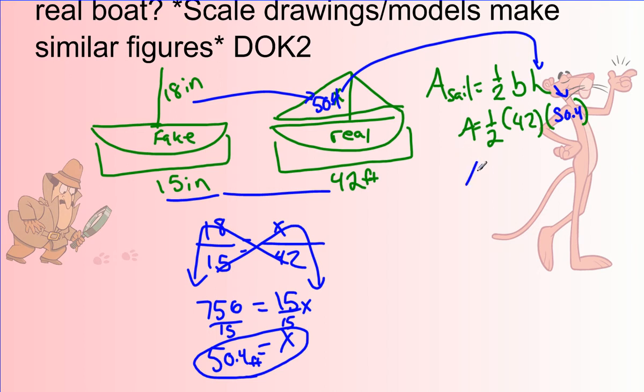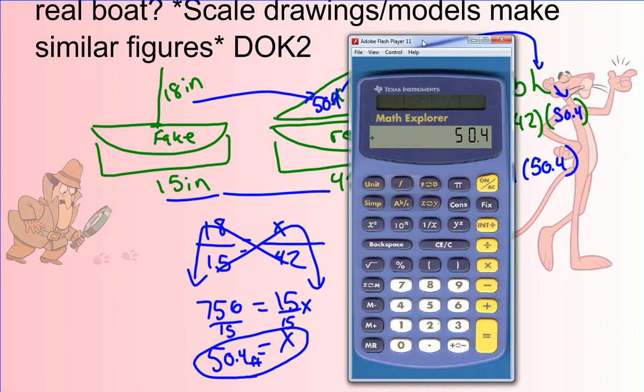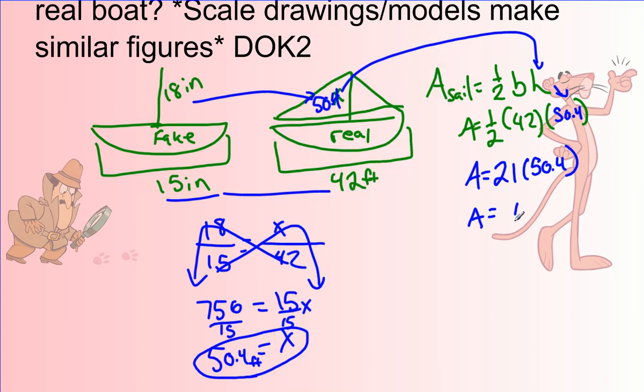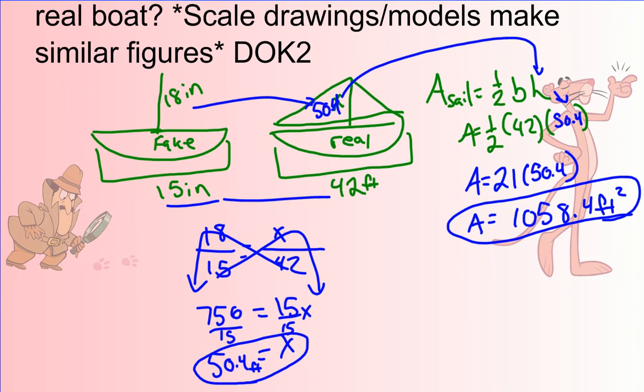So let's just do it. Area equals 1/2 of 42 is 21 times 50.4. And the area is 50.4 times 21, which is 1058.4 feet squared. And there we go.